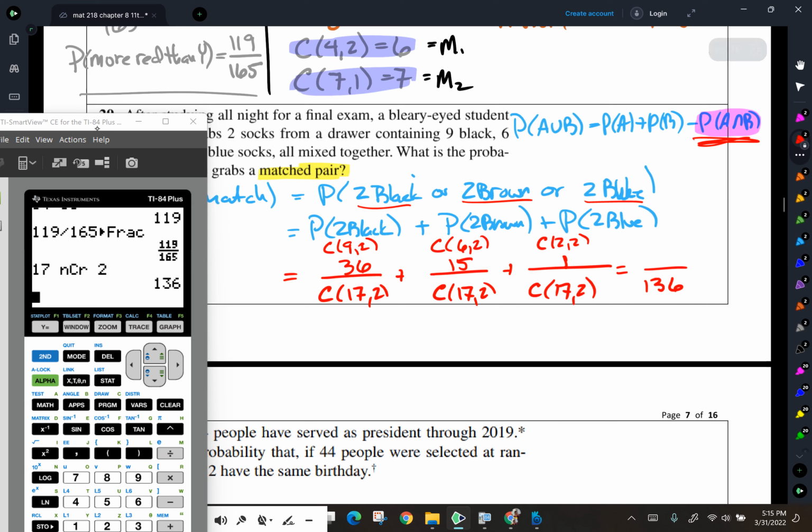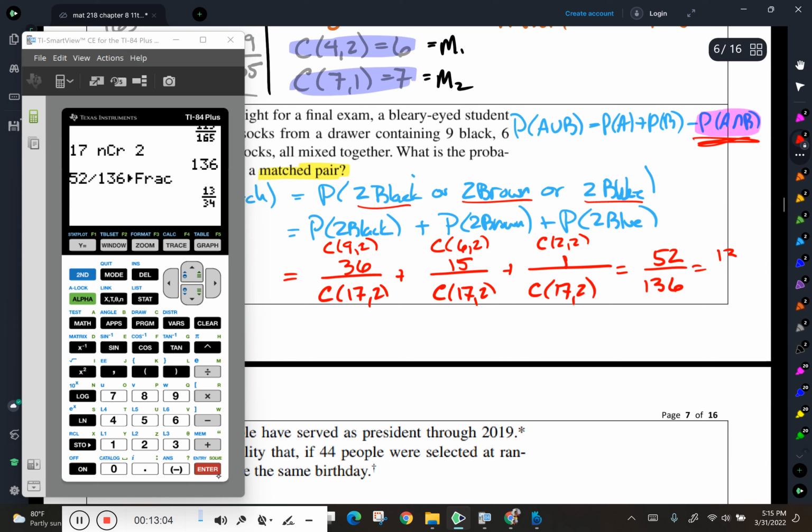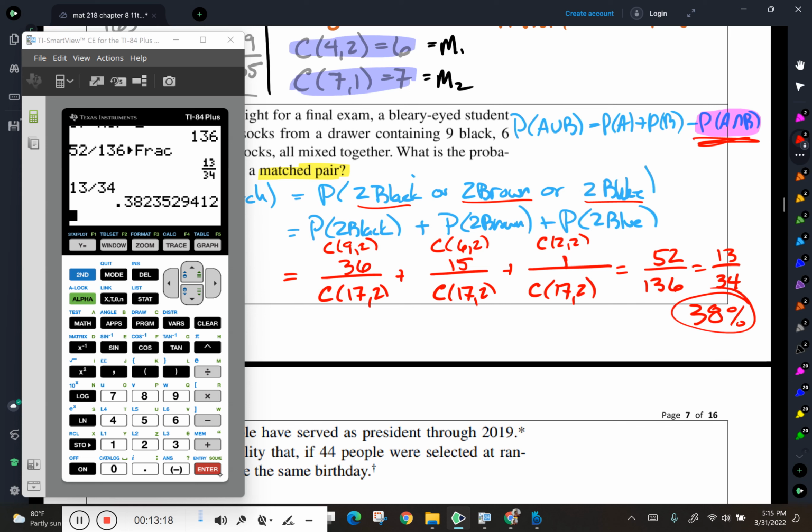And so I have 36 plus 15 plus 1. 36 and 15 is 51, 52 total. And so I get 52 out of 136. I'll make that into a fraction. I think that's going to reduce a little bit. Yep. And I get 13/34. About a 38% chance. So if I just reach into this drawer and grab 2 socks, I've got about a 38% chance of the socks matching.